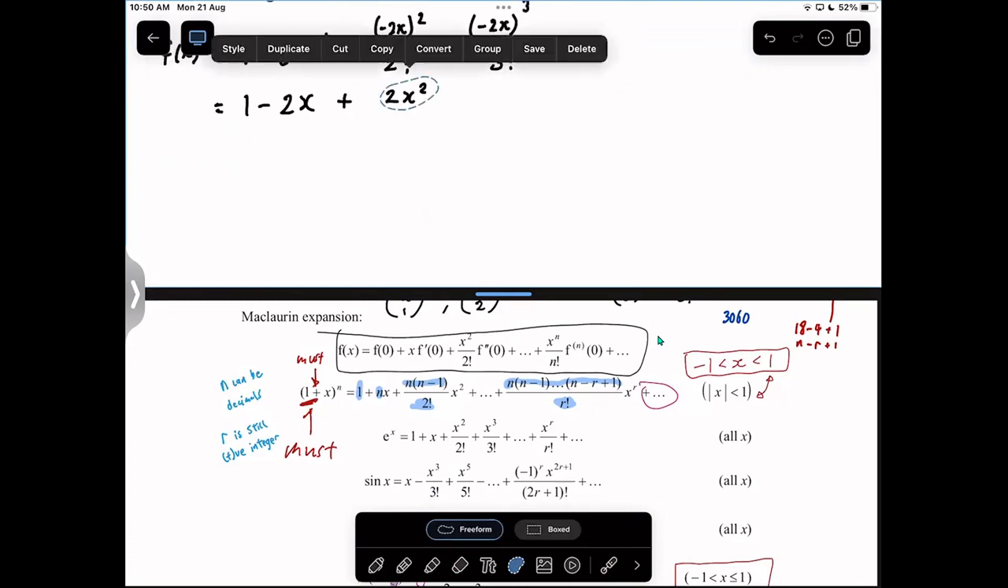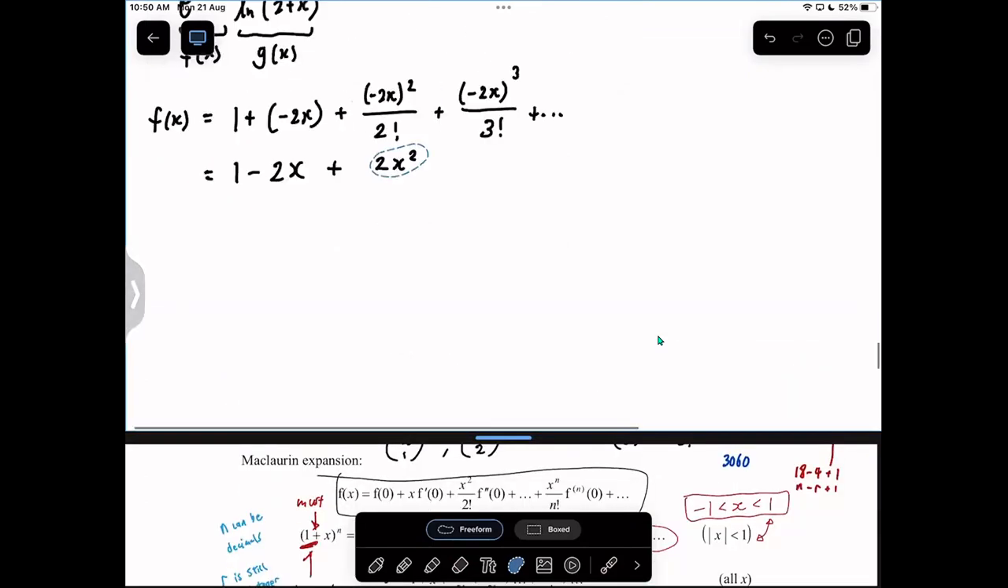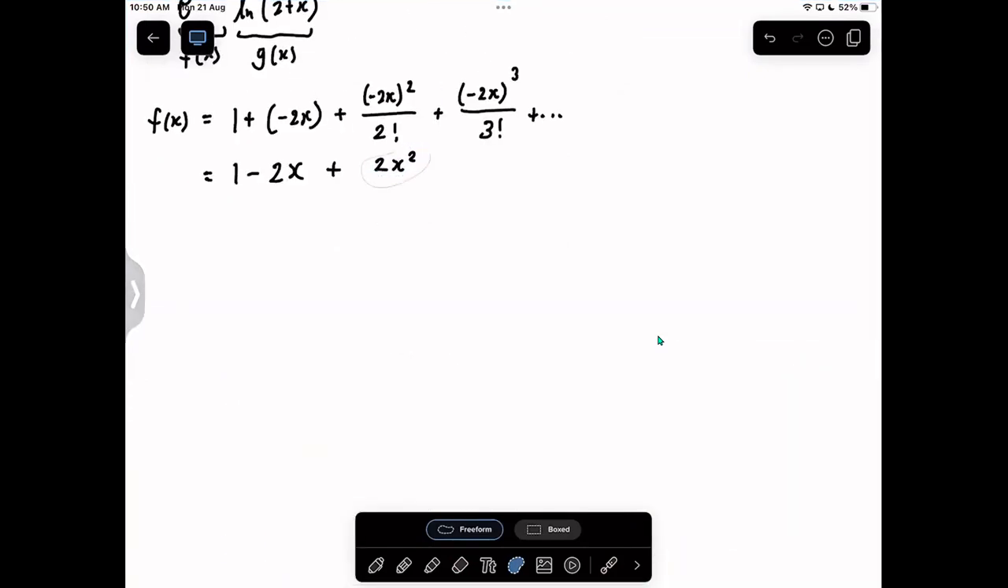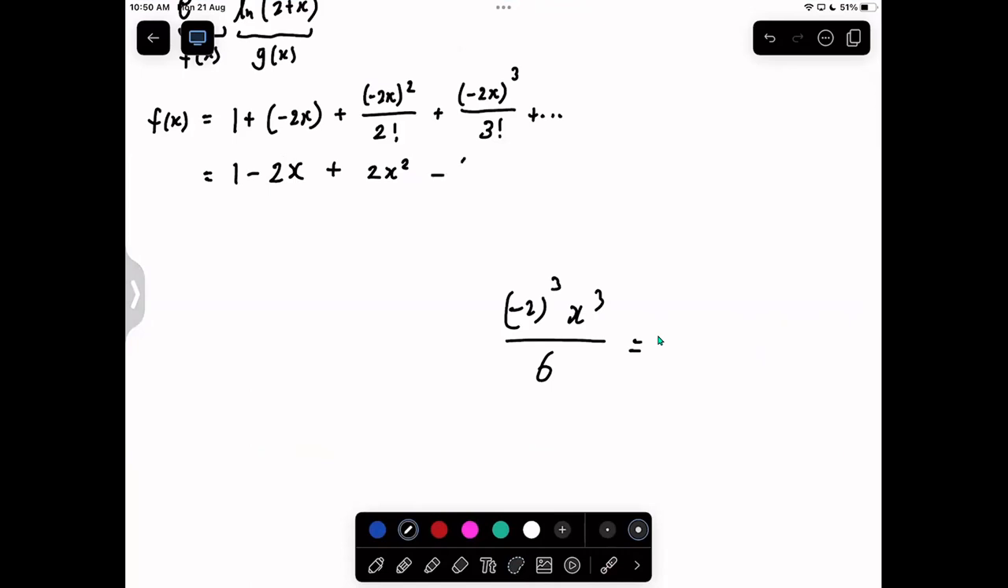Okay, I'm skipping steps. Is that okay? Mm-hmm. Clean up, you get 2x squared. And the next term is -2 bracket power 3 x power 3 over 3 factorial, which is 6. So you can type in a calculator -2 cubed divided by 6. I end up with -4 over 3. You can even type the 3 factorial in if you're lazy.